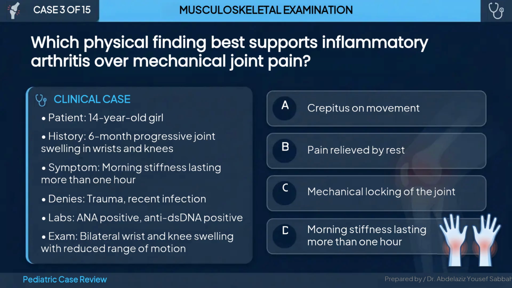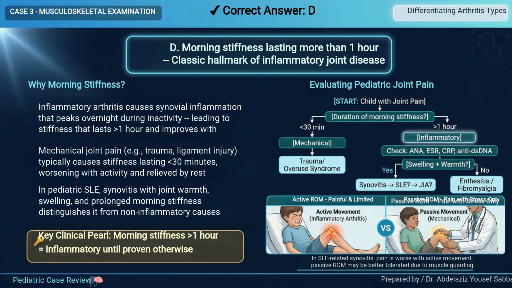Option A, crepitus on movement. Option B, pain relieved by rest. Option C, mechanical locking of the joint. Option D, morning stiffness lasting more than 1 hour. The correct answer is option D, morning stiffness lasting more than 1 hour.